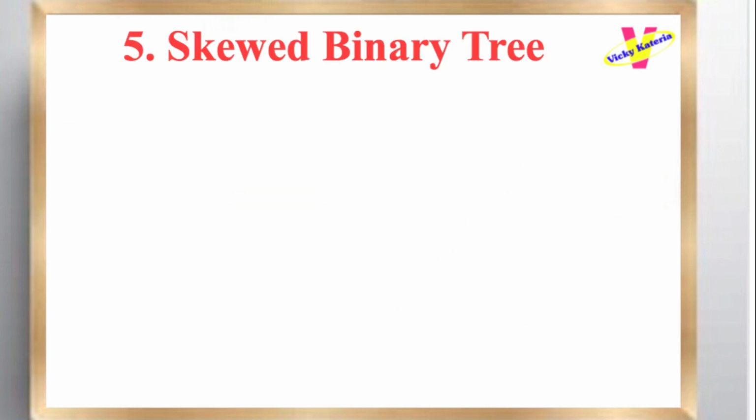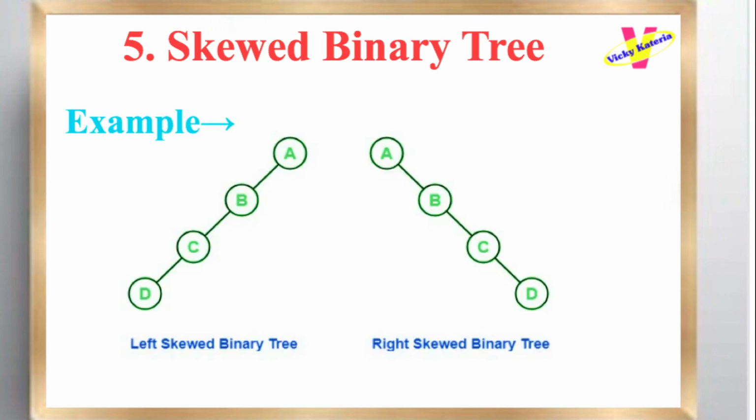Skewed binary tree. A skewed binary tree is a binary tree that satisfies the following two properties. All the nodes except one node have one and only one child. The remaining node has no child. Or, a skewed binary tree is a binary tree of n nodes such that its depth is n-1. Example.